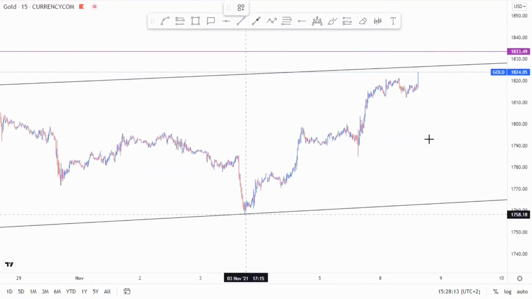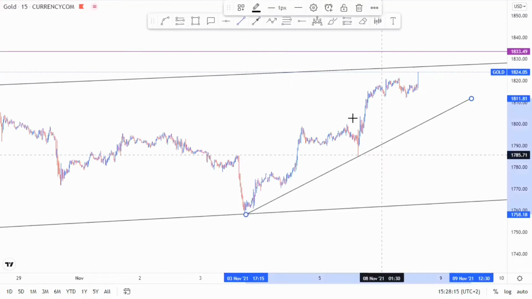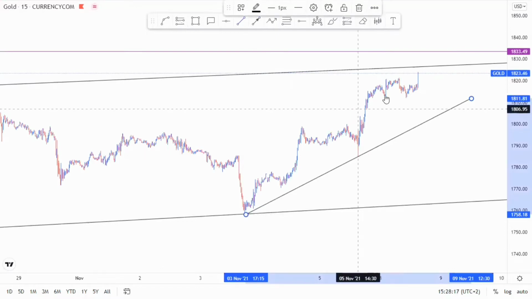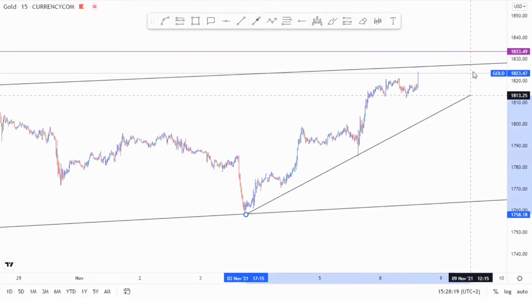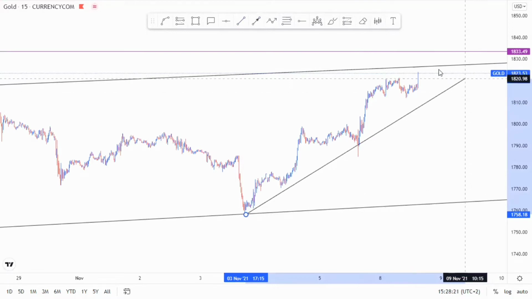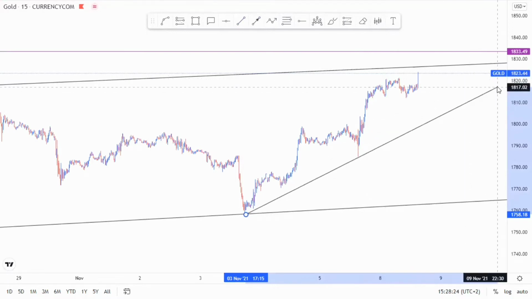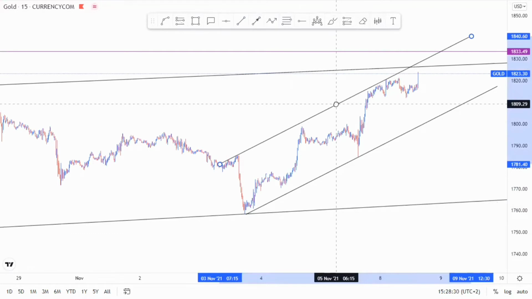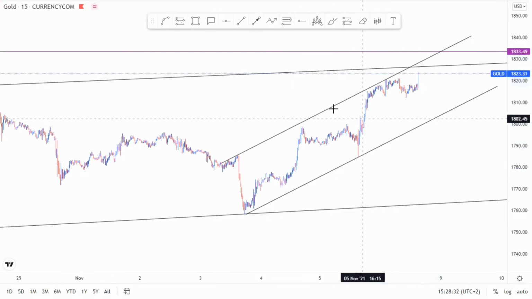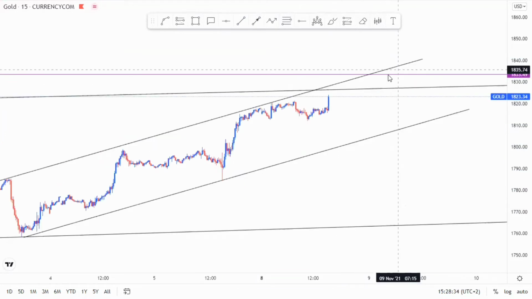On the 15-minute time frame, I see that this could be a possible reversal. Yeah. A possible reversal. Clone it, adjust it.